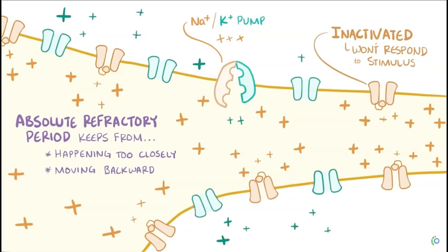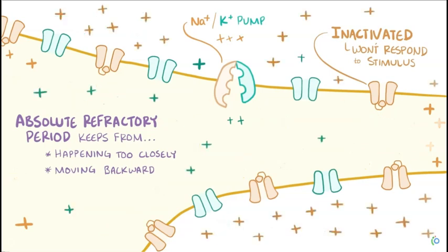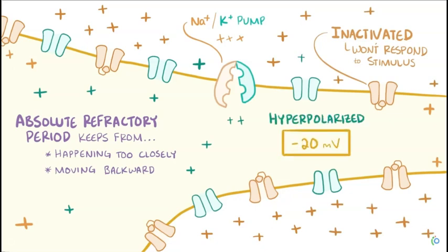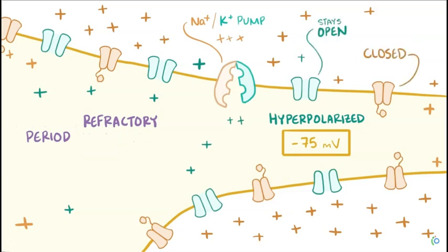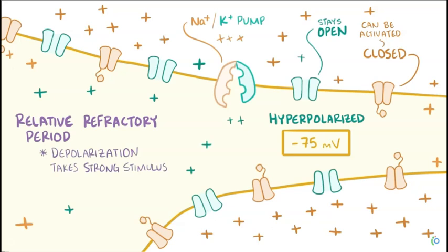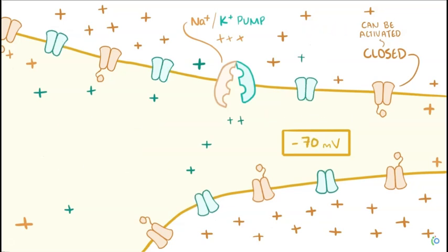The combined efforts of this pump and the extended opening of the potassium channels result in a small period of overcorrection, where the neuron becomes hyperpolarized relative to the resting potential. During this time, the sodium channels go back to their initial closed state, and for a short period, the potassium channels stay open. At this point, we're in the relative refractory period, since the sodium channels are closed, but they can be activated. Although because the potassium channels are still open and we're in a hyperpolarized state, it takes a stronger stimulus to do so. Finally, as the potassium channels close, the neuron returns to its resting membrane potential.